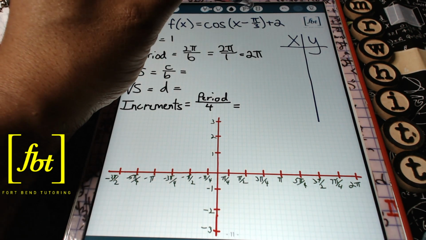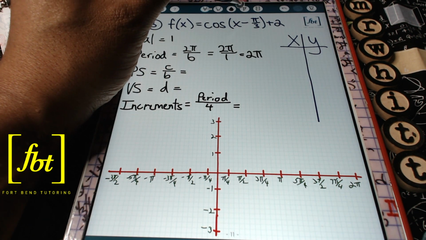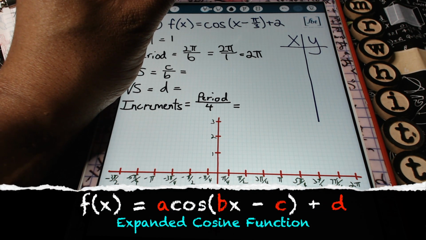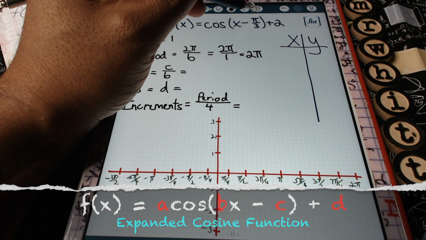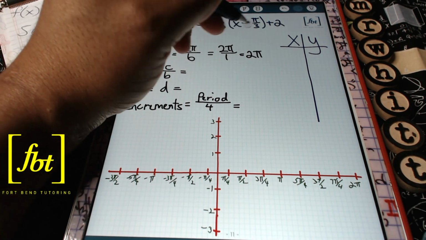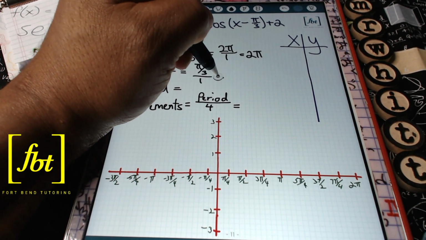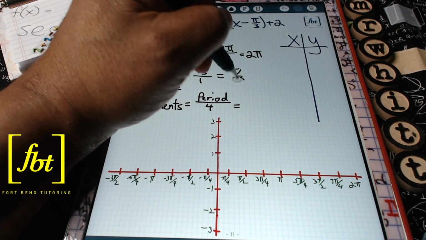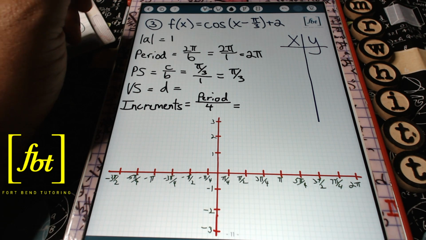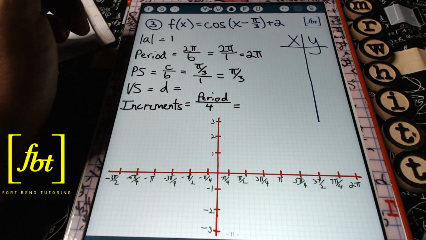So in this case, we do have a c value. And recall from your expanded form, the opposite value that's within the parentheses is the c value. So instead of using negative pi over 3, our c value is going to be positive pi over 3. And that's going to be divided by our b value to end up with a phase shift of pi over 3. This is going to be where we start graphing our function.